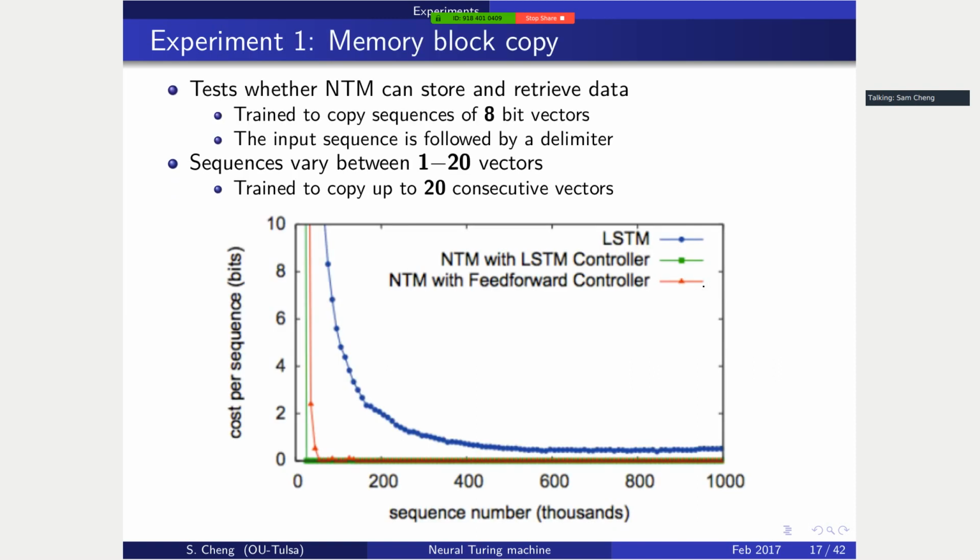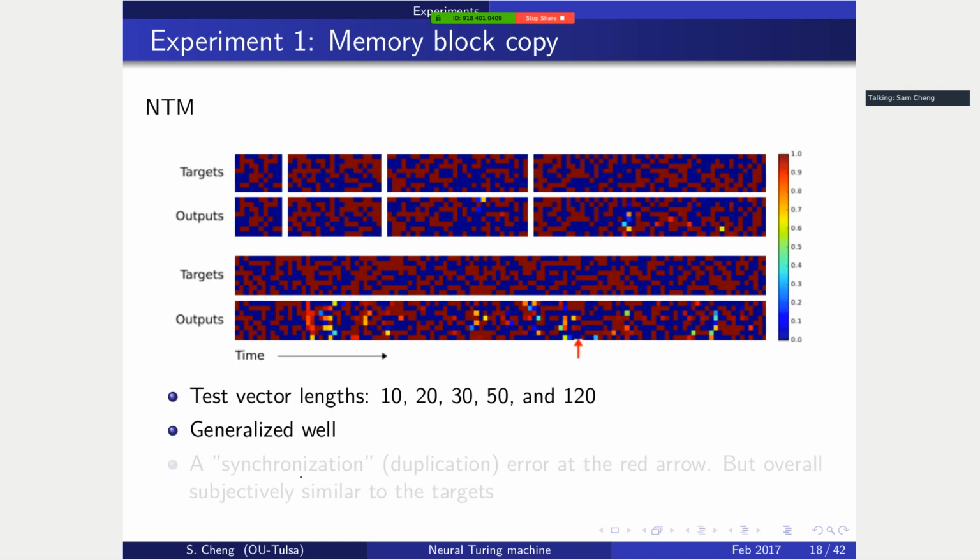So let's look at each one of them. Say we have this first one, a memory block copy. It's like what we talked about earlier. Basically, let's see if I have a better slide here. So we have this memory block, this is a target, and it's trying to copy this to the same thing here.